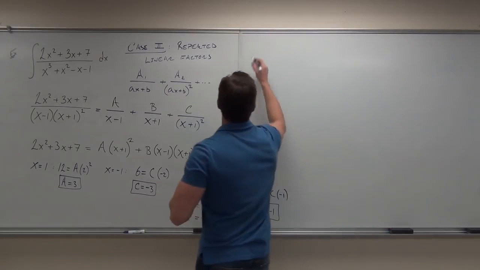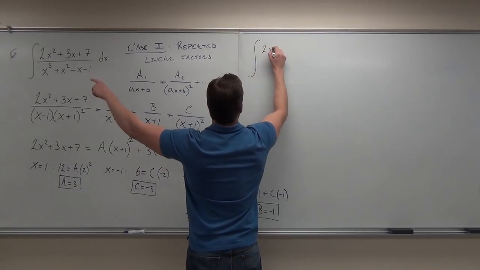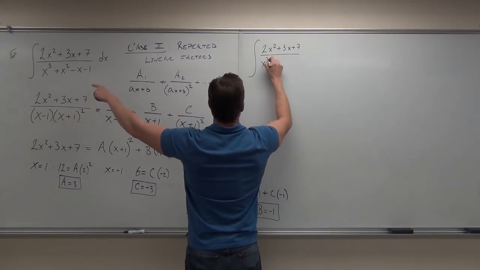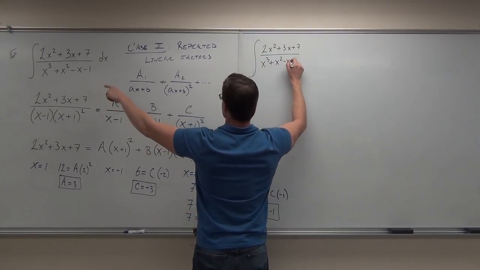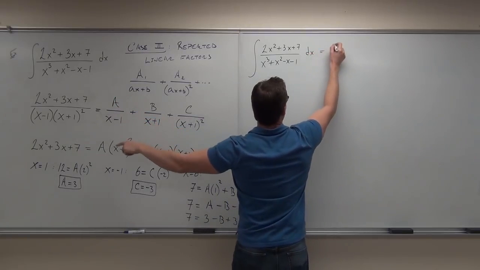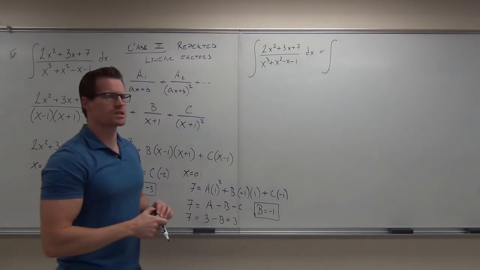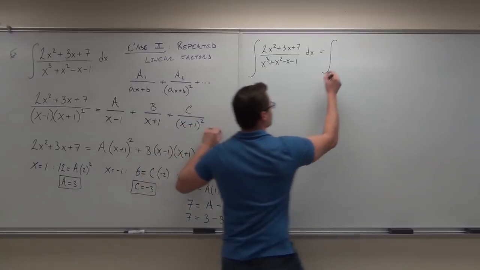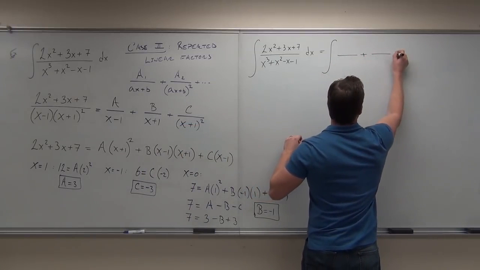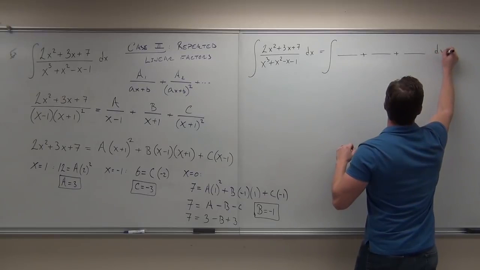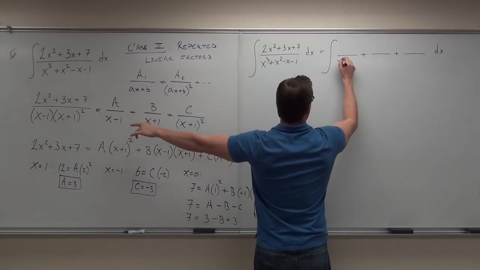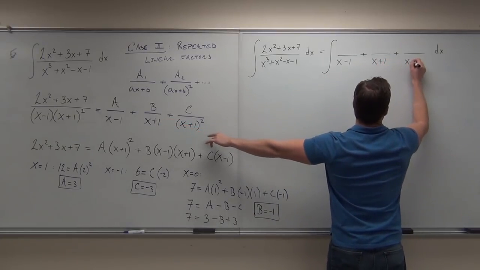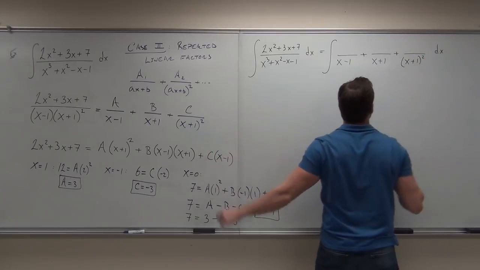So what we know is that our original integral of 2x squared plus 3x plus 7 over x to the 3rd plus x squared minus x minus 1 dx is now equal to a brand new integral. Let's put this all together. Partial fractions said this can be broken up into 3 fractions. My denominators are x minus 1, that's going to be easy, x plus 1, that's going to be easy, and x plus 1 squared, a little different, but not such a big deal.